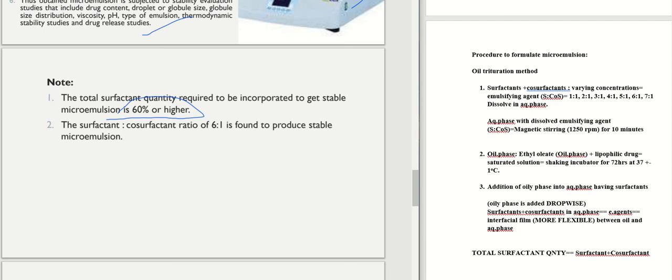And in the experiment, we have used different combinations of surfactant and co-surfactant, ranging from 1:1 to 7:1. Out of all these combinations, it was found that the 6:1 ratio has given a stable microemulsion.